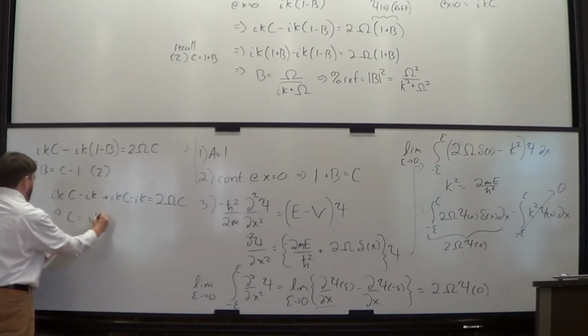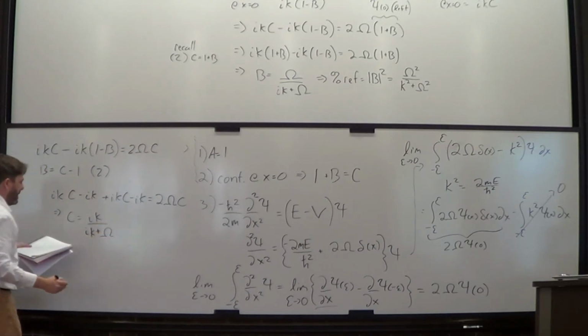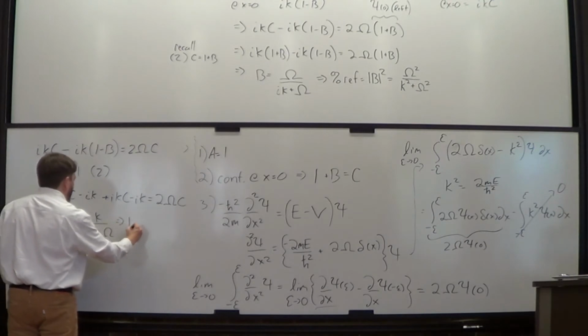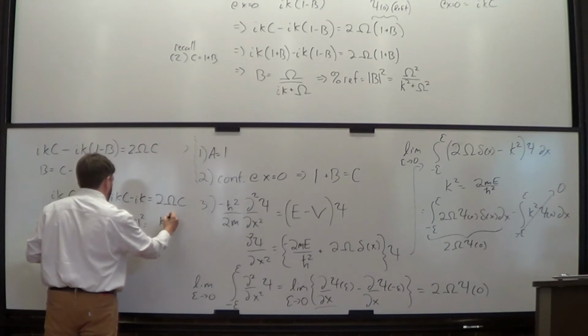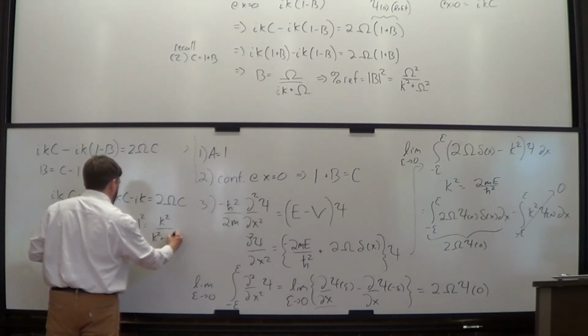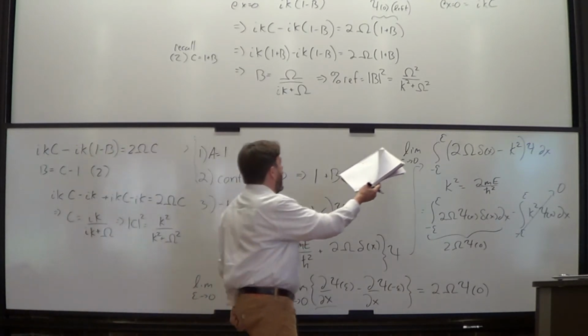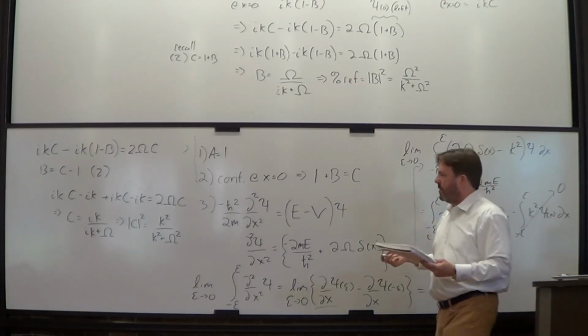Hopefully I didn't mess that up, because my C looks like a left-hand bracket. Okay, so C is this, and therefore the absolute value of C squared is K squared over K squared plus gamma squared, which if you added this plus that, you would have gotten number 1. Hopefully that's obvious. So this is percent transmission.